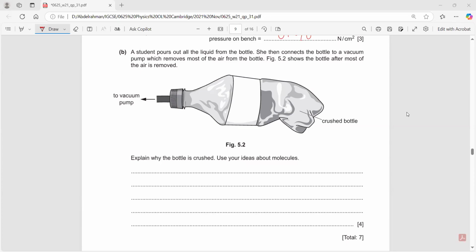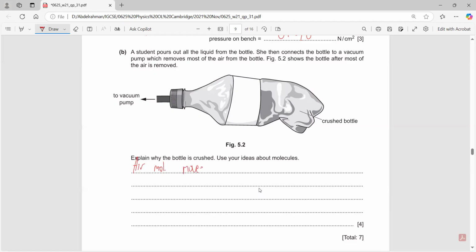So basically, I'm just explaining what pressure is, and then I need to state that there are more molecules on the outside than the inside. Therefore, there's a higher pressure from the outside than the inside. That's why it collapses inwards. We say it implodes.